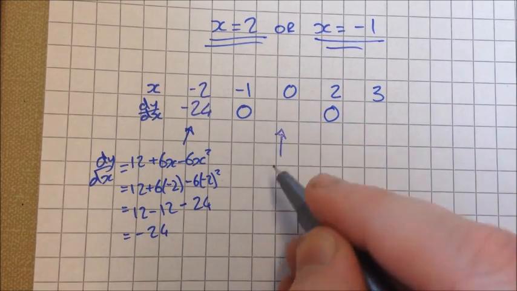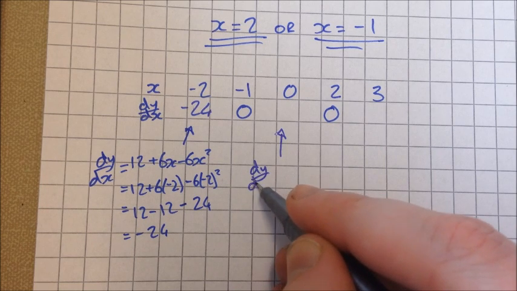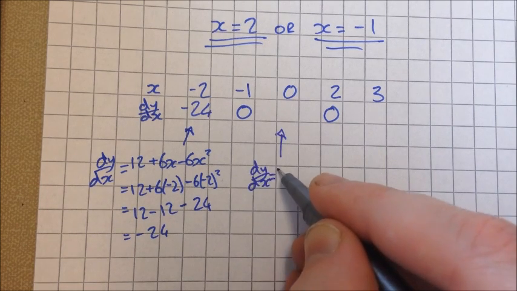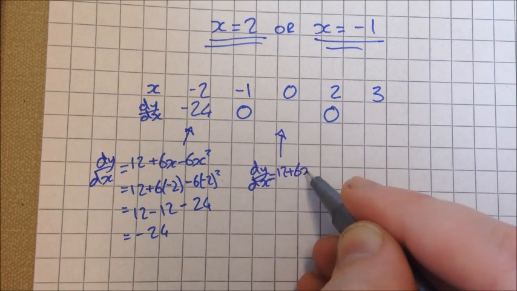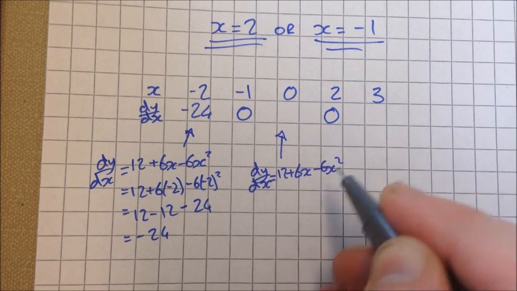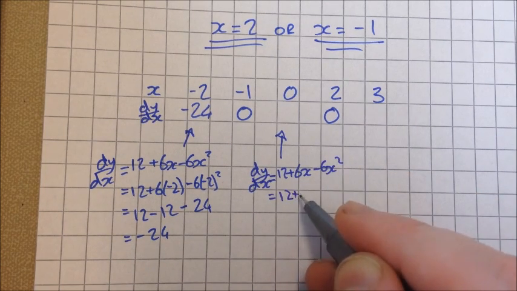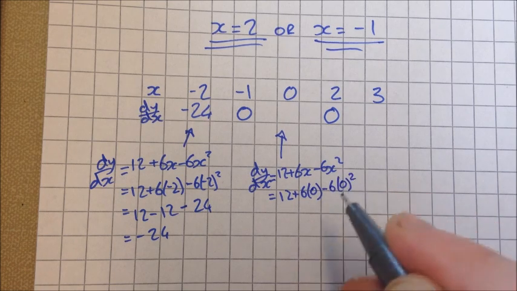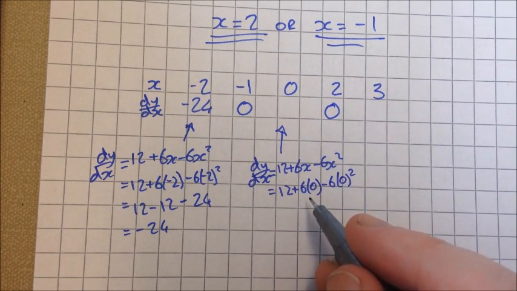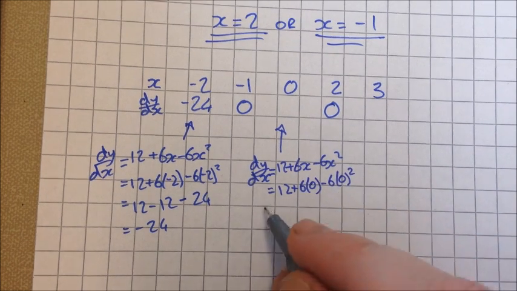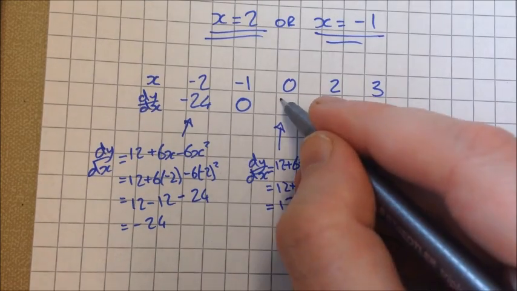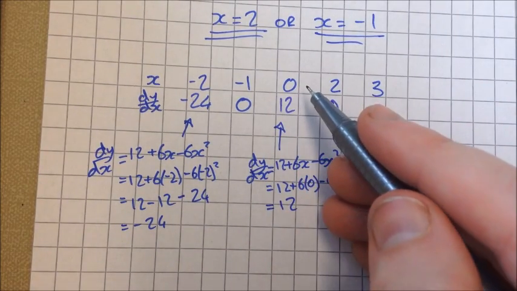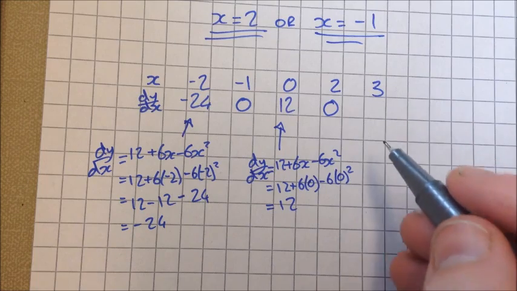This one, dy/dx equals 12 plus 6x take away 6x squared. So we do 12 plus 6 lots of 0 take away 6 lots of 0 squared. Now this is a nice easy one because 6 lots of 0 is 0, and 6 lots of 0 squared is still 0, so this is going to be just 12. So if you get the option, 0 is a nice one to do in future.